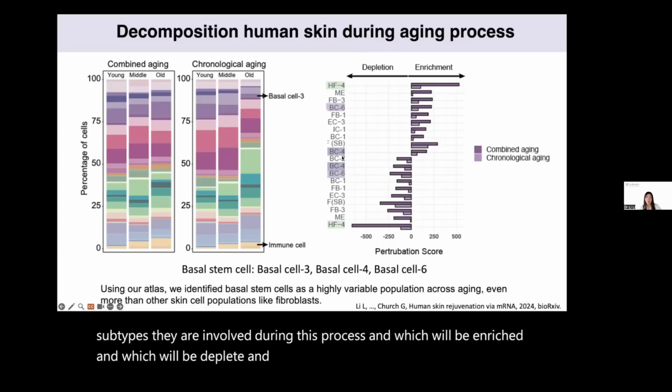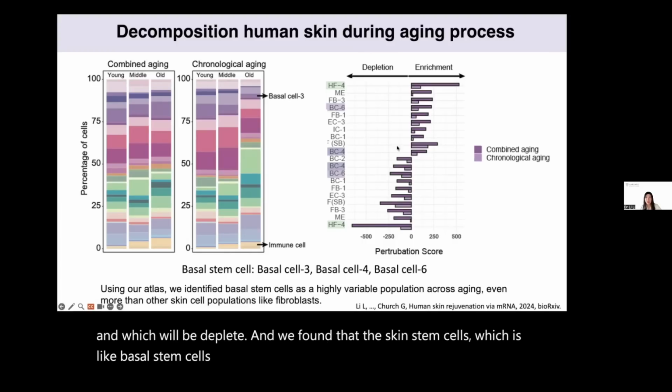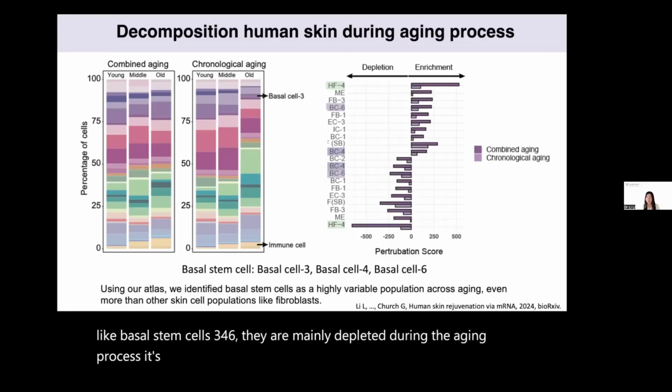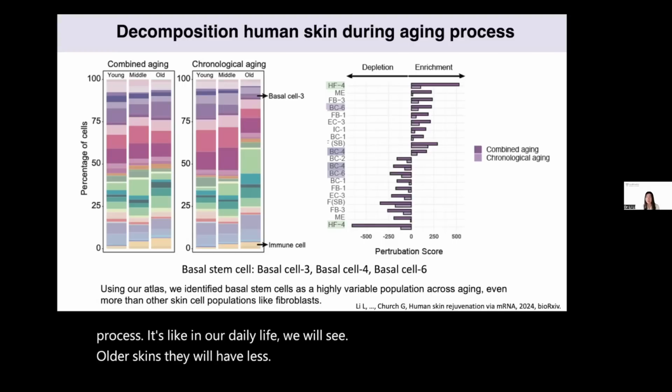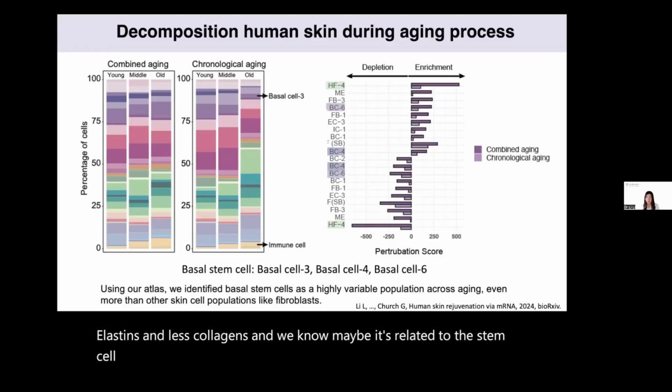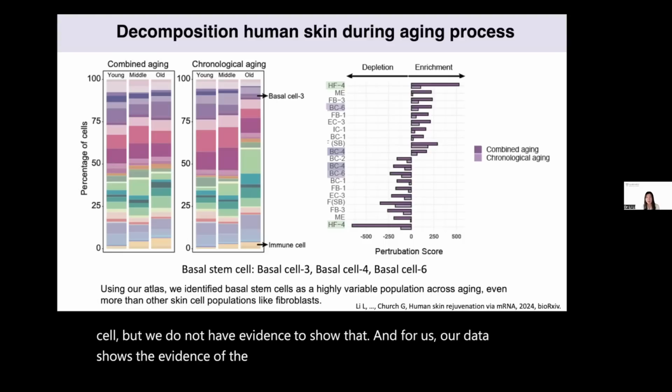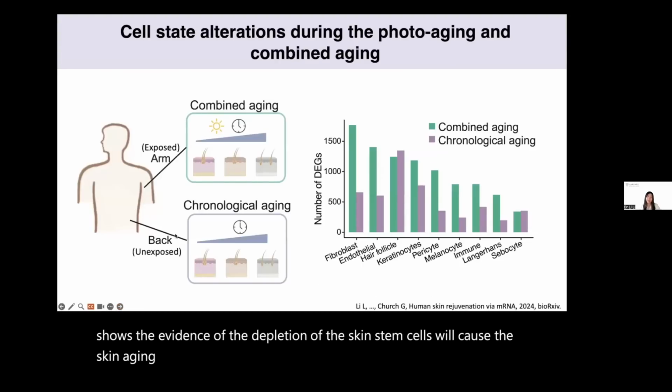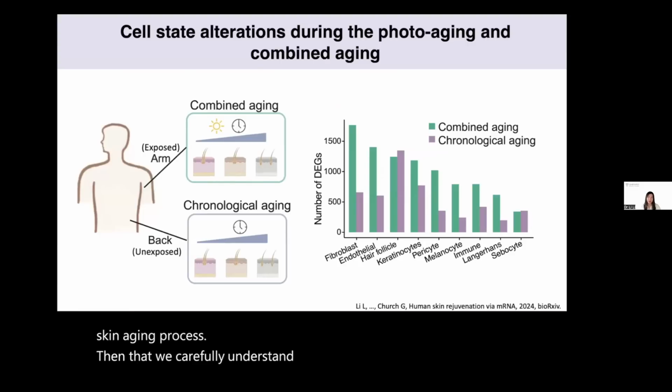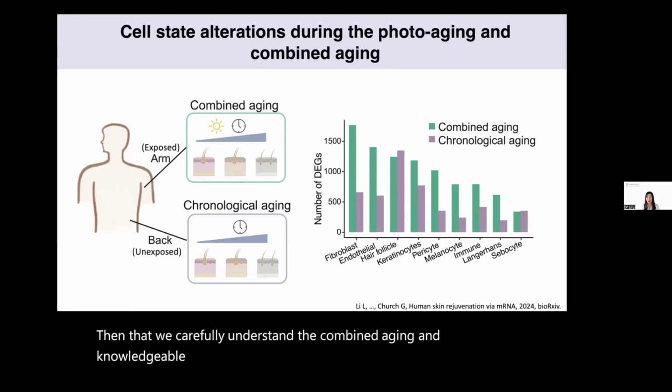We found that the skin stem cells, which are basal stem cells 3, 4, and 6, are mainly depleted during the aging process. In our daily life, we see that older skin has less elastin and less collagen, and we know maybe it's related to the stem cells, but we did not have evidence to show that. Our data shows evidence that the depletion of the skin stem cells will cause the skin aging process. Then we carefully examined the combined aging and the chronological aging across all of these cell types.